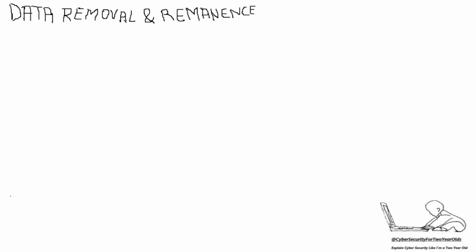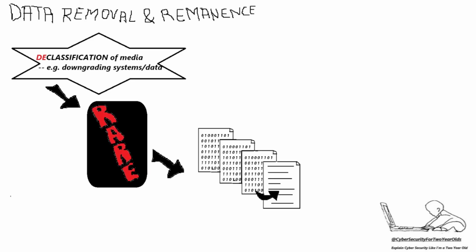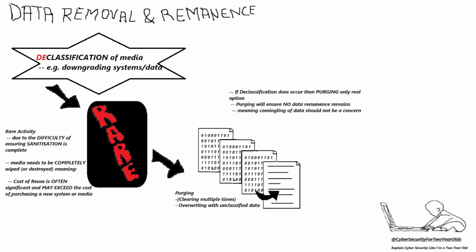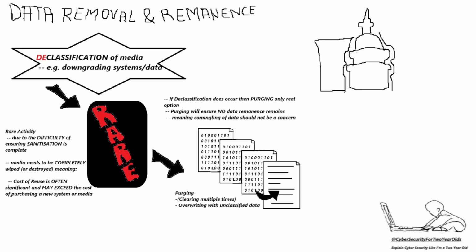And finally, some bonus context to help your understanding. Knowing the difficulties with data removal methods, for this reason, declassification of media is generally a rare activity, especially for highly sensitive data. In the rare cases declassification should occur, the only real viable option is the purging method. Keynote: the cost of reuse is often significant and may exceed the cost of just purchasing a new system or media, hence why this is a rare activity, especially considering the risks of data remnants.